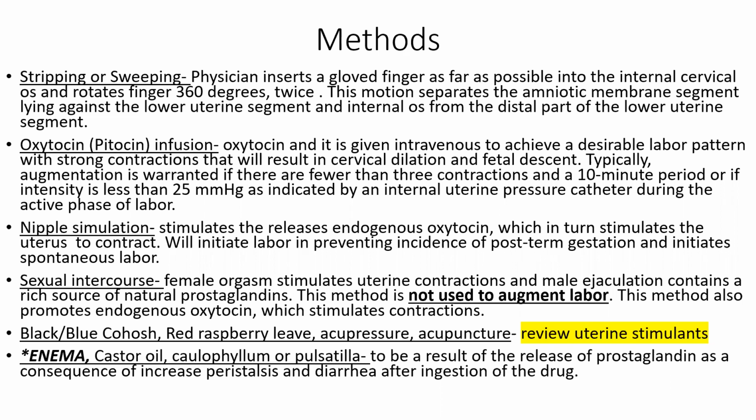The one that students always laugh at is sexual intercourse. The female orgasm stimulates uterine contractions, and male ejaculation contains a rich source of natural prostaglandins. This method is not used to augment, but more to induce labor. Of course, we have nipple stimulation too.